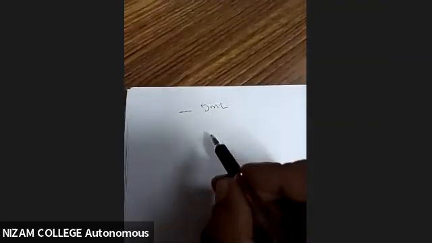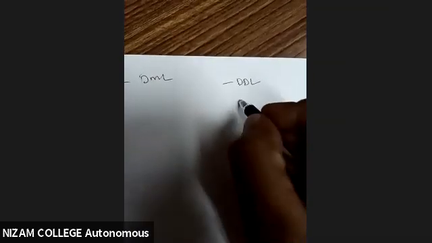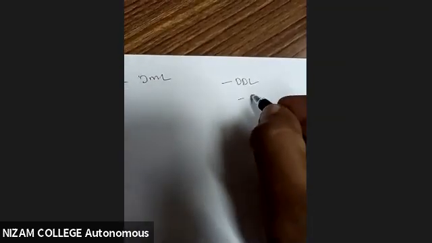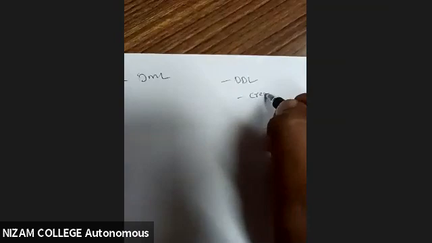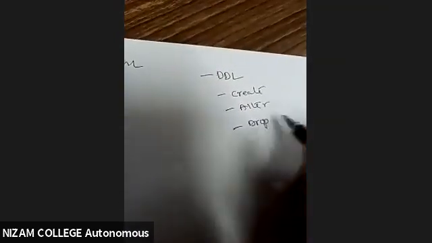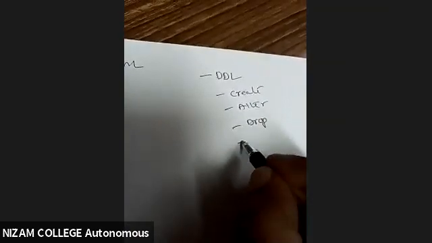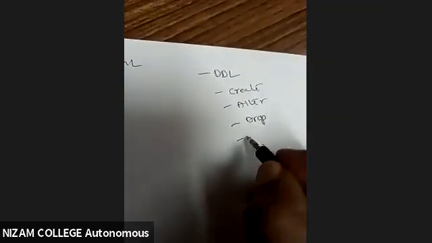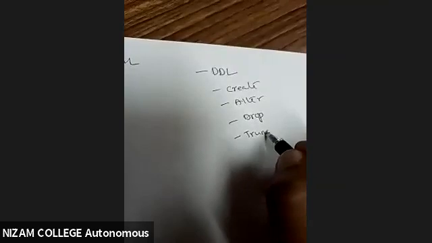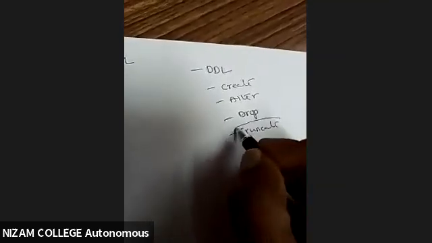Next topic is our DML command. Previously we learned about something called DDL command, that is data definition language. In that we came across create table, then altering of table, then drop table. I told you that for the time being we will stop at truncate.